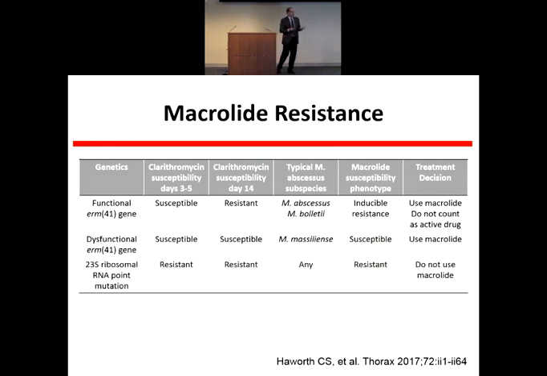And then there's what is called constitutive or mutational resistance, and that's a totally different mechanism. That is a point mutation in the 23S ribosomal RNA, and that just makes it pan-resistant. It's not going to work. Don't use it. So this is what we're dealing with when we talk about speciation, because, look, it depends on the species. You need to know this information.